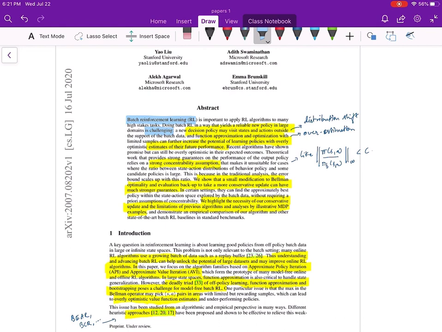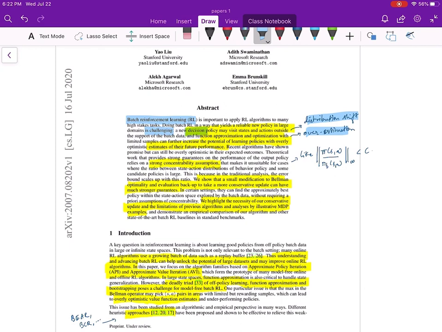The first one is the usual distribution shift, which says that a new decision policy may visit many states and actions outside the support of the batch data which is provided. And the second issue with the batch RL problem is overestimation, where your algorithm, which uses some neural network for approximating the Q values, might overestimate in the unseen state. So that is the second issue.